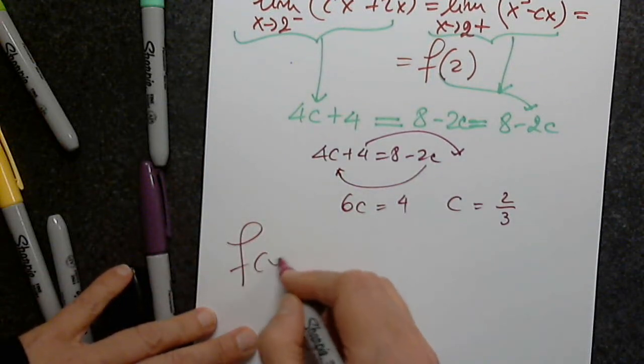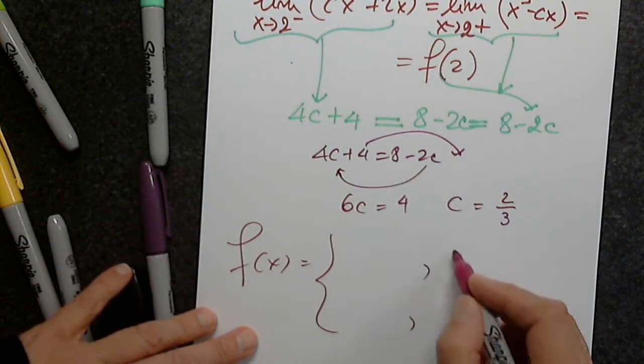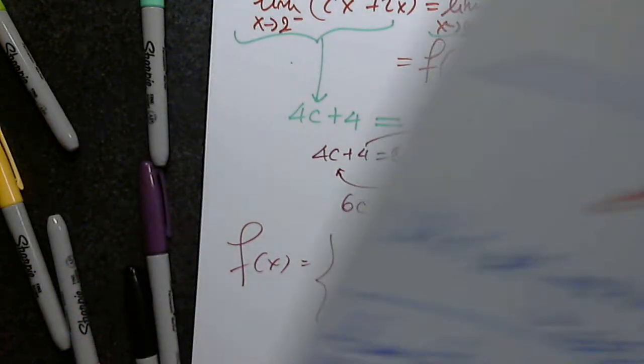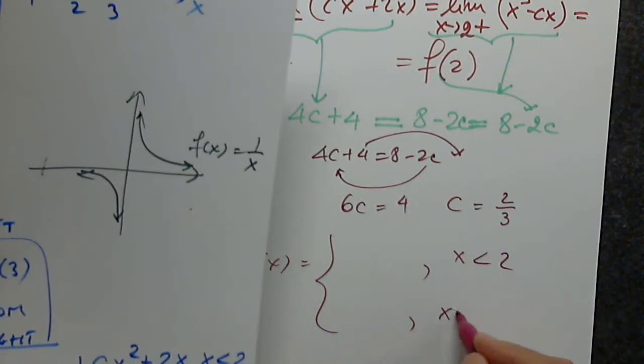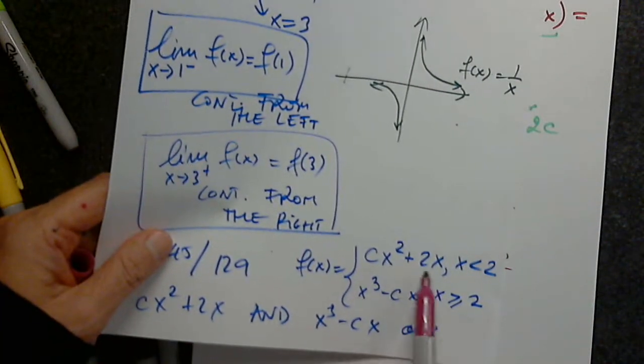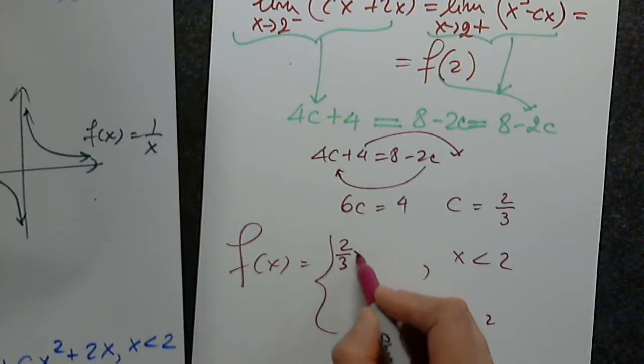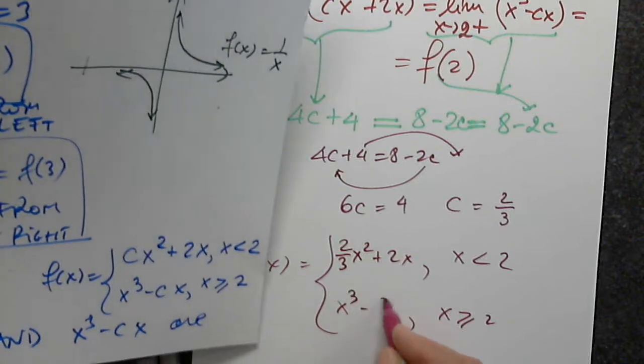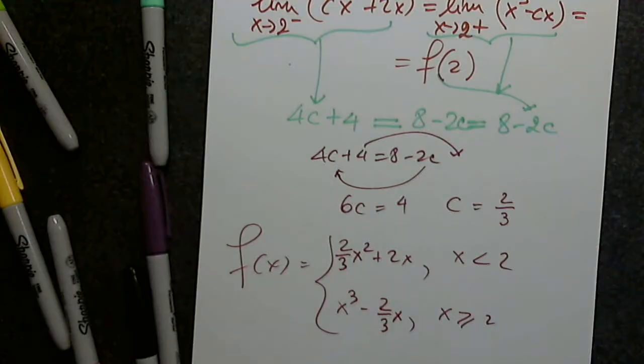Now I can write the function. I go back and I copy everything, but I replace c. So I have 2/3 x squared plus 2x, and I have x cubed minus 2/3 x. Question for you. Do you think that this function is continuous everywhere? What do you think?